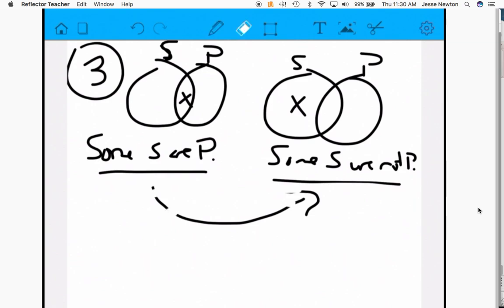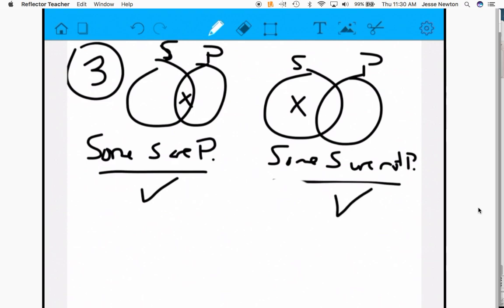Can we say, sorry, my eraser here is small. Is it possible to say, under some circumstance, that this one could be true and this one could be true? And the answer to that is yes. These two statements are consistent. It is possible for some S to be P and some S to not be P. These statements are in fact consistent with one another.